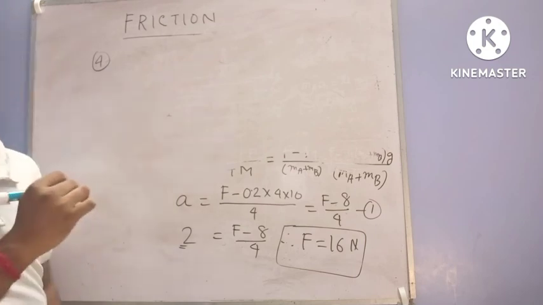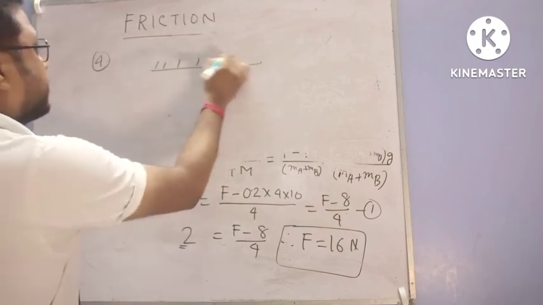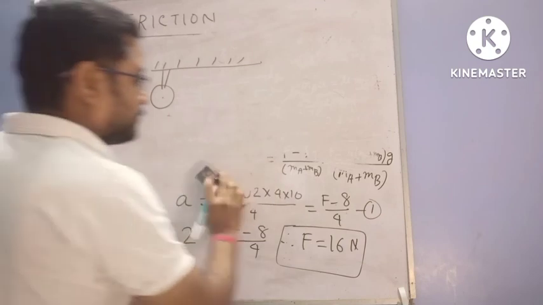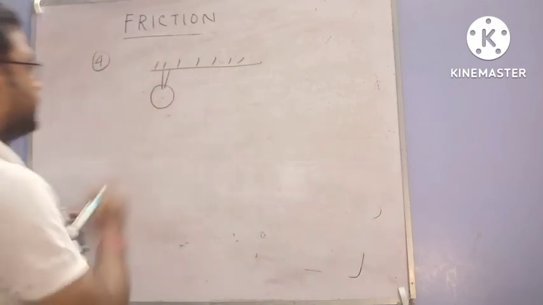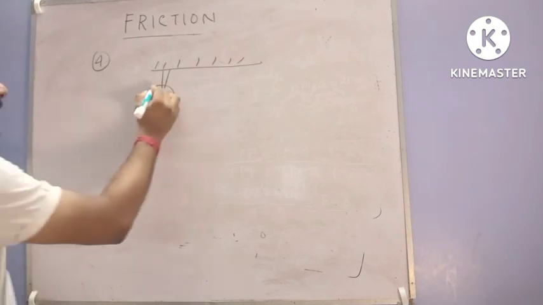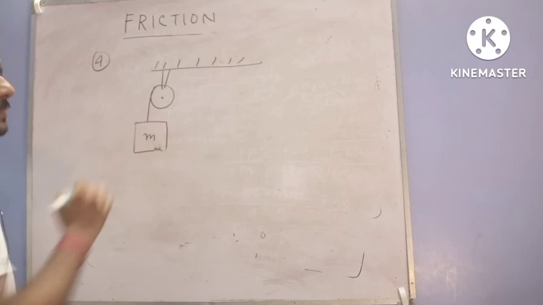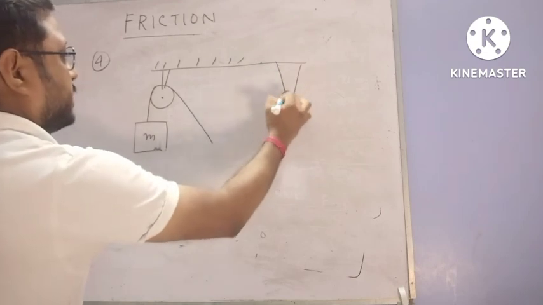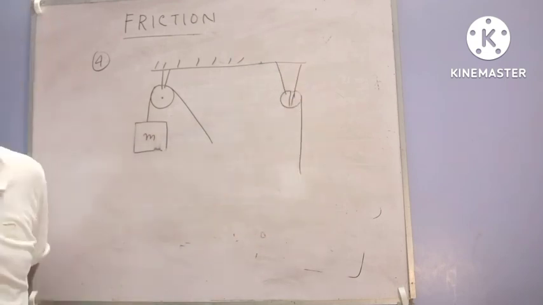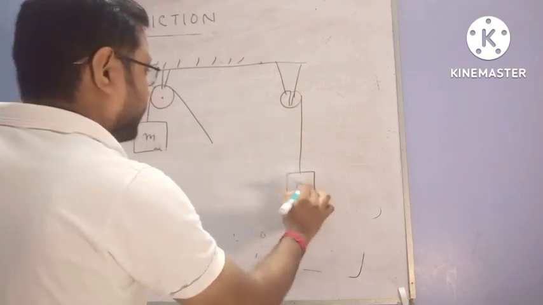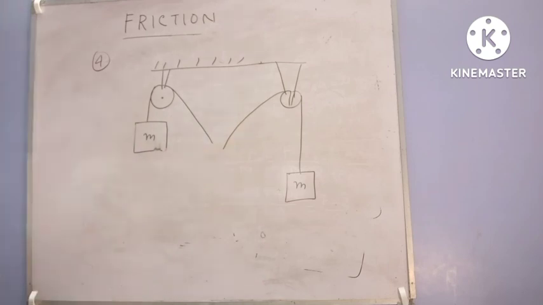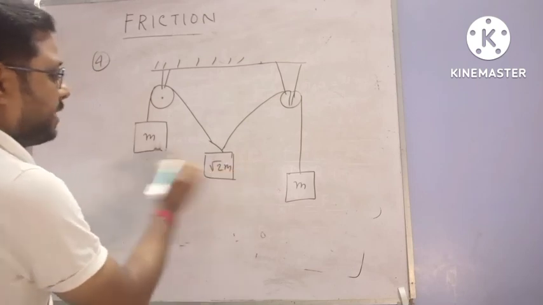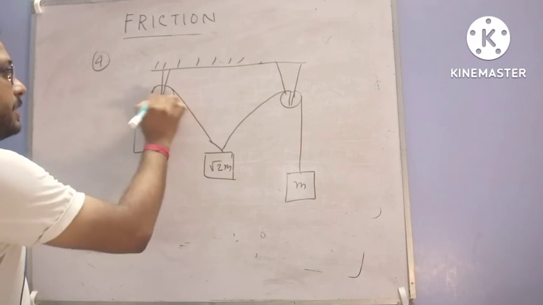A pulley is hanged along this. Here a pulley is given, a mass M is hanged from it, and here also a pulley is given, from which a mass M is also hanged, and from these two a mass root 2 m is hanged.